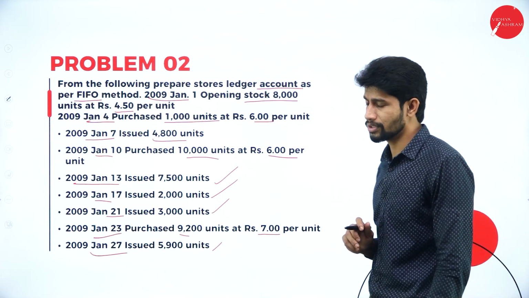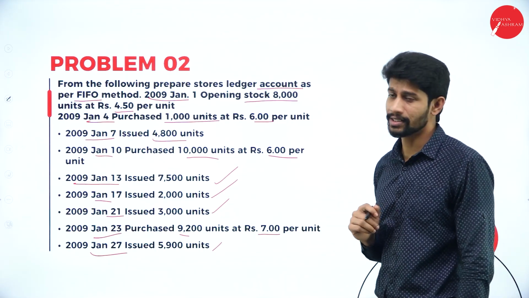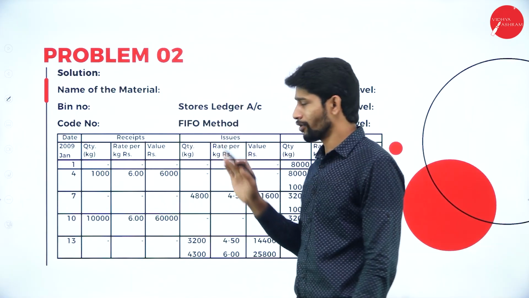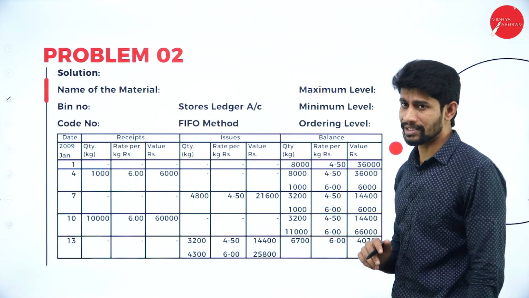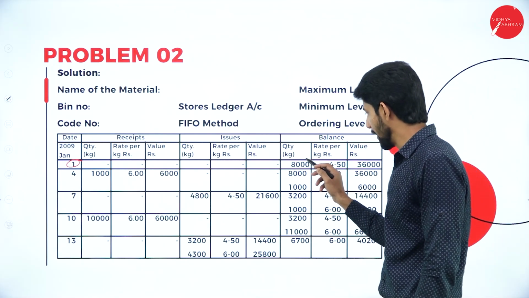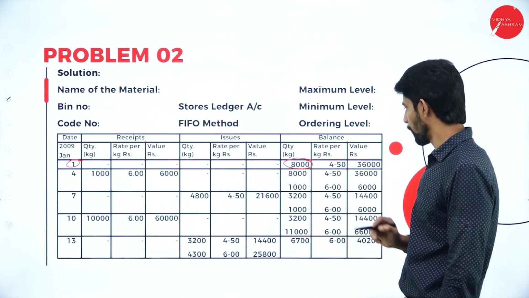So by using this information, we are supposed to prepare stores ledger under FIFO method, that is first in, first out. The format will be the same. So what is the opening stock on Jan 1st? On Jan 1st, opening stock is 8,000 units at rupees 4.5 per unit.